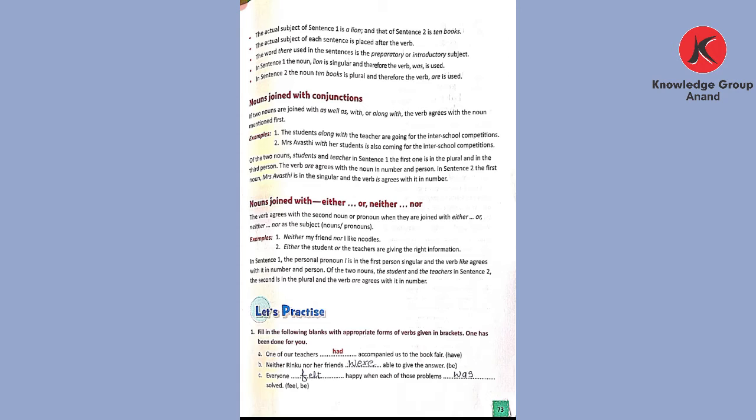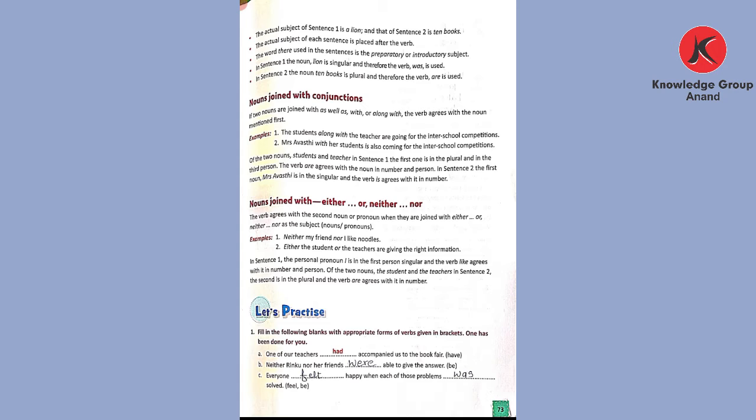If two nouns are joined by as well as, or along with, the verb agrees with the noun mentioned first. The students along with the teacher are going for the inter-school competitions. Okay, the students along with the teachers. So, students and teachers are nouns joined with a conjunction, the conjunction along with.